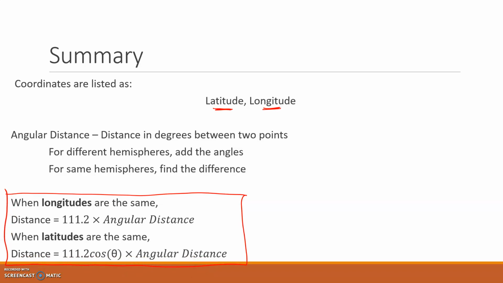So when the longitudes are the same, that's when we're on a great circle, and we use distance is equal to 111.2 times that angular distance. When latitudes are the same, however, we're on a small circle, and we need to remember that we need to scale our great circle distance down to a small circle by multiplying by cos theta. So 111.2 times cos theta times angular distance. And that's the only difference. So same latitude, you're on a small circle, you use cos theta. Same longitude, you're on a great circle, and it's fine, you just proceed without cos theta.